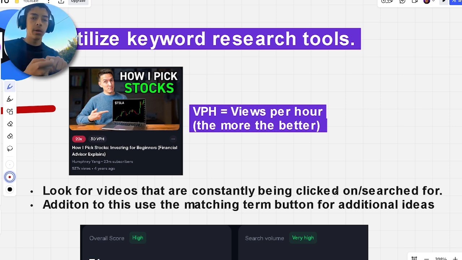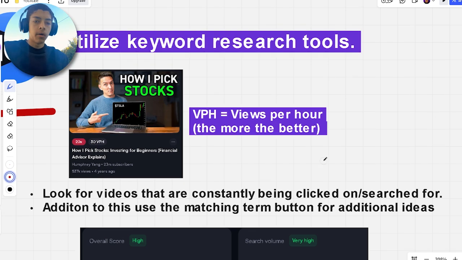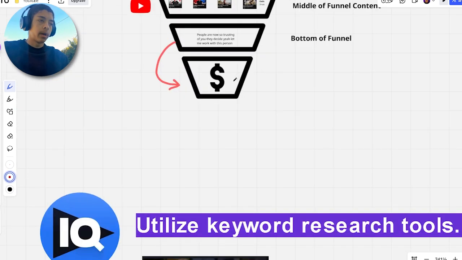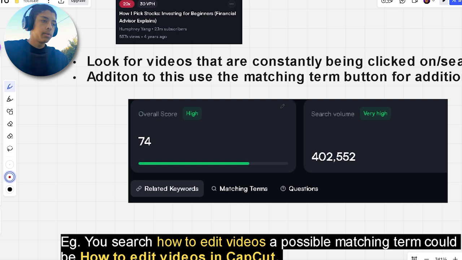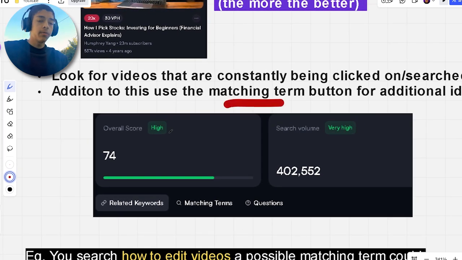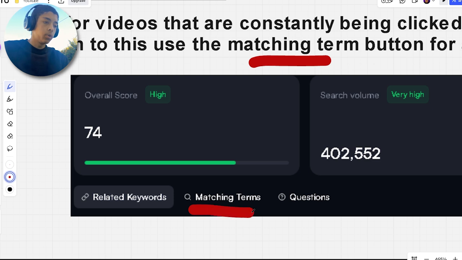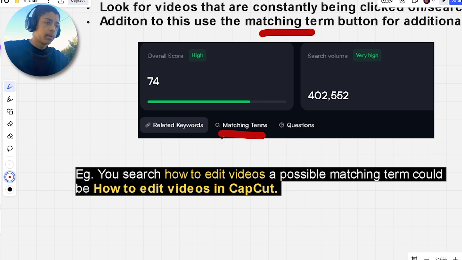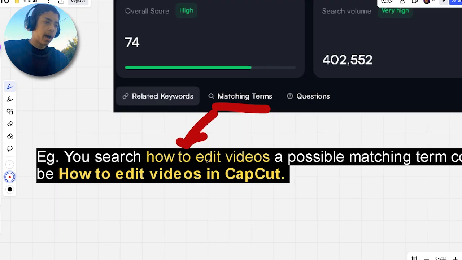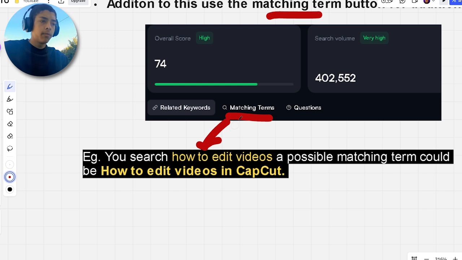And if you make a video on that specific topic, there's going to be a higher rate of people who are going to click onto your video, obviously working in your favor on the funnel that I just explained. In addition to that, you can use this term to get even more in-depth ideas, and you can use this button right here when you are in the research tab in vidIQ. So for example, how this button would work is you would have how to edit videos, and then if you tap on the matching terms button, it could show how to edit videos in CapCut, and then it would go more and more in depth.